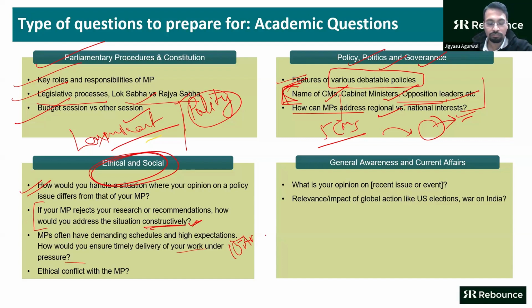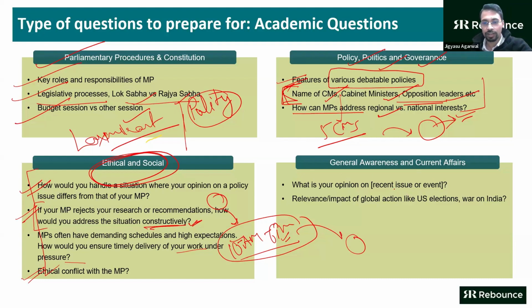Because let's say here you work from maybe 10 a.m. to 6 p.m. And when MPs are in the session from 10 a.m. to 6 p.m., they either allocate you the work before this or maybe after this. So how you manage all that can also be asked. Ethical conflict with the MP, such kind of question, because you may come across all these dilemmas. So such kind of questions are asked. Then there can be something around general awareness and current affairs. So let's say your opinion on various issues, or let's say the impact of various global actions like US elections, war on India, etc. Here, what is important is, when you talk about these kind of things, how would you handle a situation where your opinion on an issue differs from that of the MP?